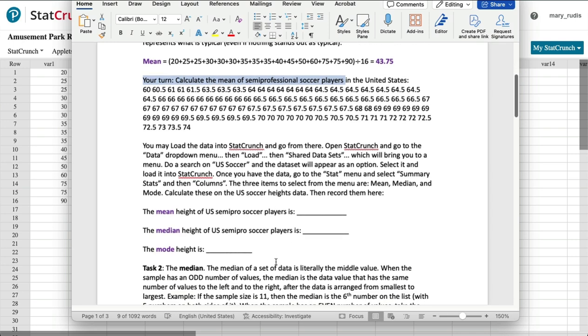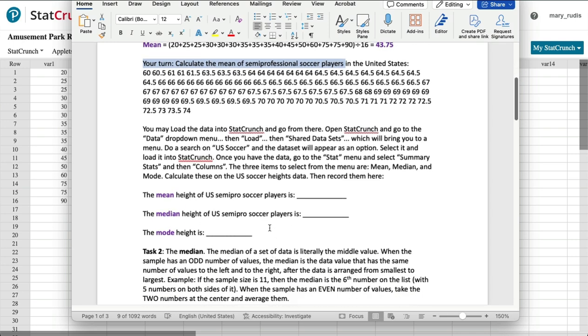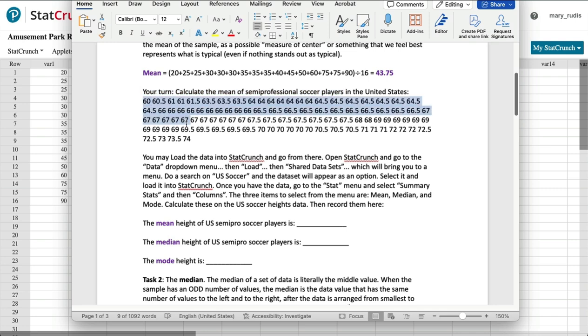Okay, and you're going to load that data. And then I would like you to do the same thing that we just did. I want you to find the mean and the median and the mode of that data and write them down here. So you can actually put this into your notes. You don't need to list all of these numbers. They're just there for you to see, but we can get them into StatCrunch anyway, and you can copy and paste them out of StatCrunch if you want.